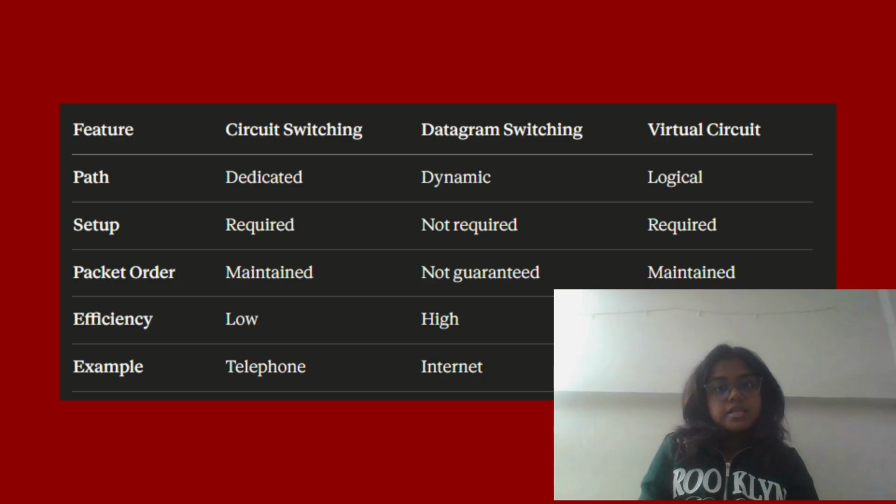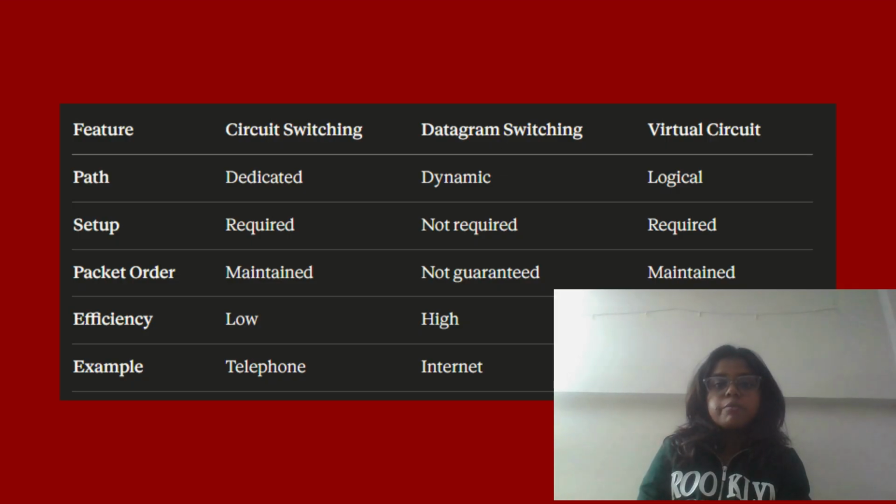Datagram packet switching is a connection-less switching technique in which no dedicated path is established between the sender and the receiver before data transmission. Instead, the data is divided into small units called packets, and each packet is treated as an independent entity. In this technique, every packet contains the complete destination address, allowing it to travel through the network independently. Routers in the network do not reserve resources or remember previous packets.